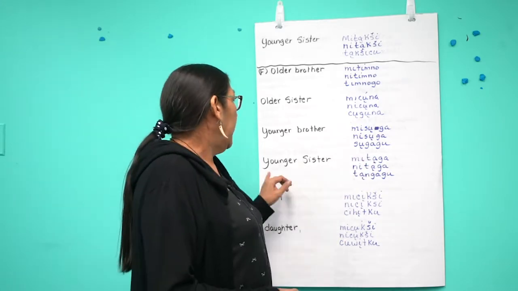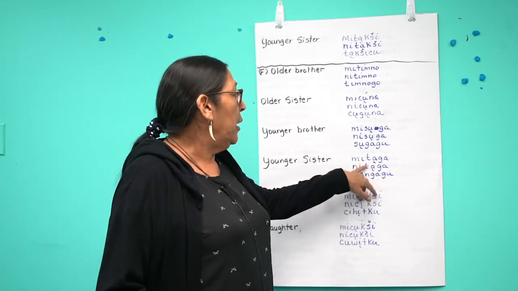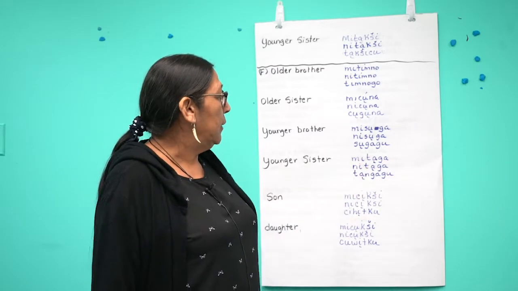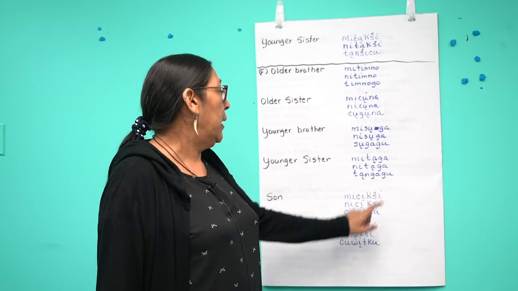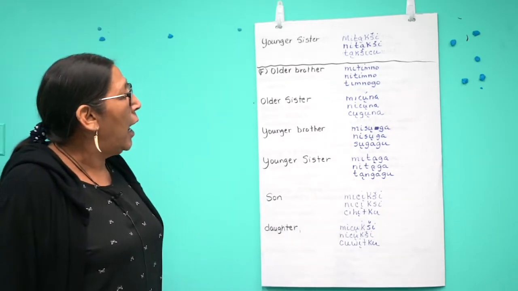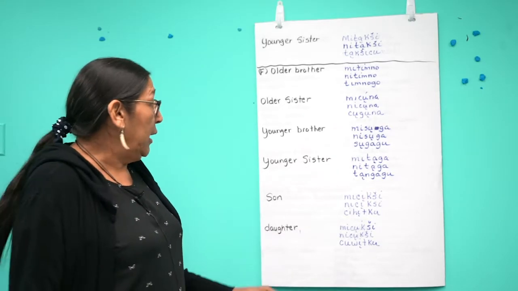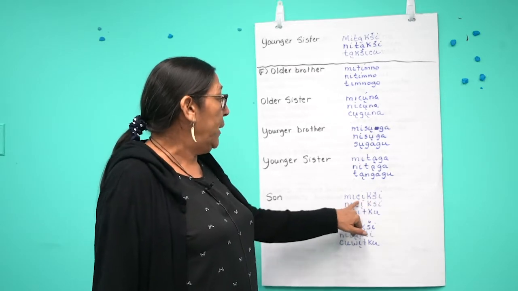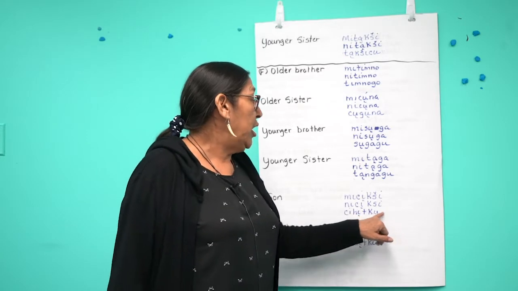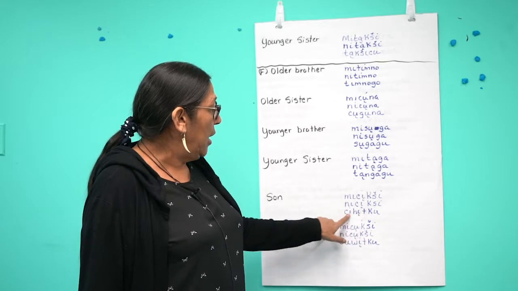Now, if I'm a female and I'm talking about my younger sister, Mitanga. See, that's a nasalized A? If it's your sister, Nitanga. And our younger sister, Tangagu. Now, I'm a female and I'm going to talk about my sons. Michingshi. Nichingshi. Chihintgu. See that I is nasalized?